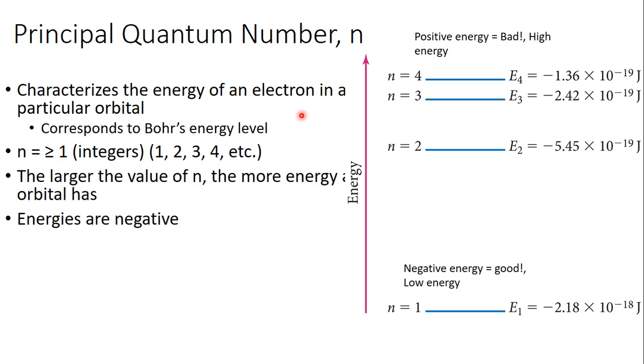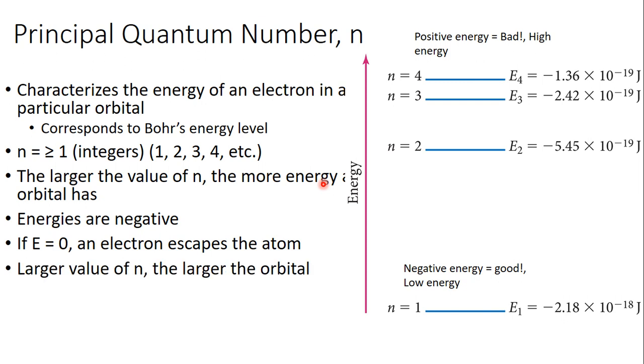So the larger the value of n, the more energy an orbital has, and so the more unfavorable it is for the electron. And all our energies here are negative. If an energy is 0, the electron escapes the atom, so energy can't be positive. Once an electron's energy is 0, it is no longer attached to an atom.